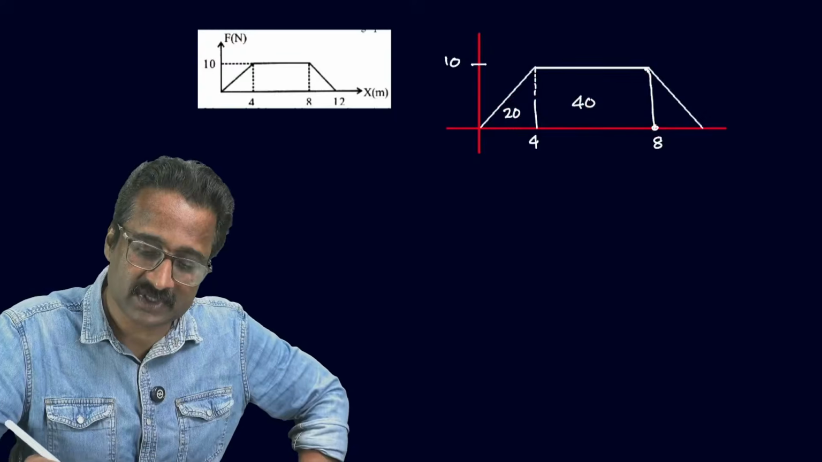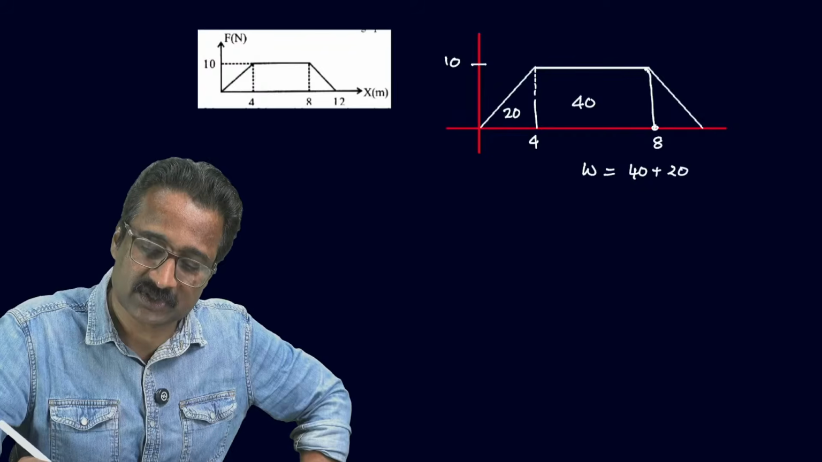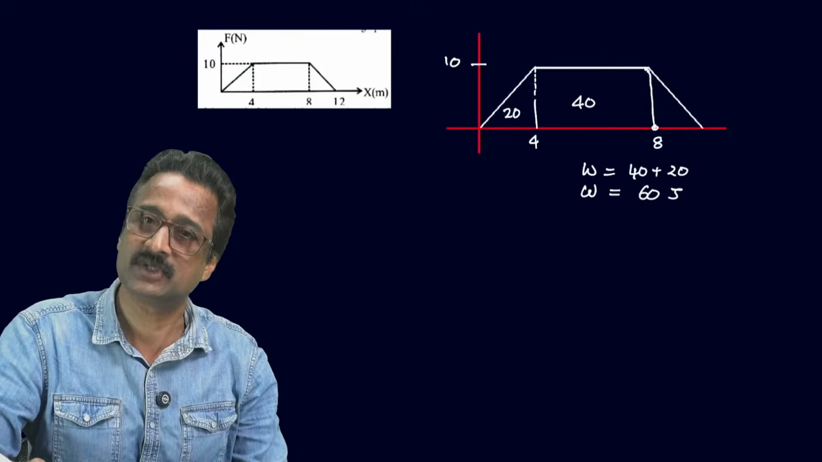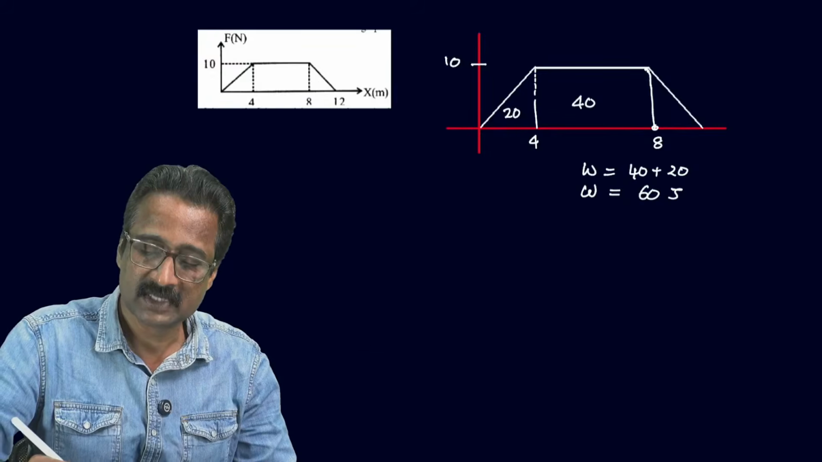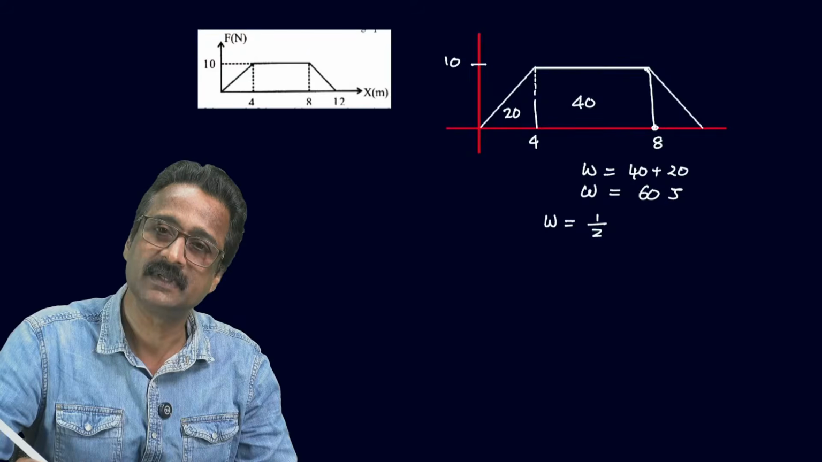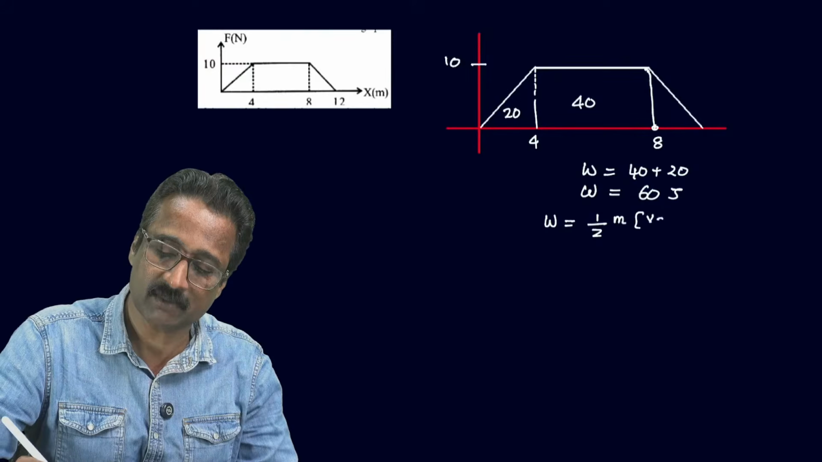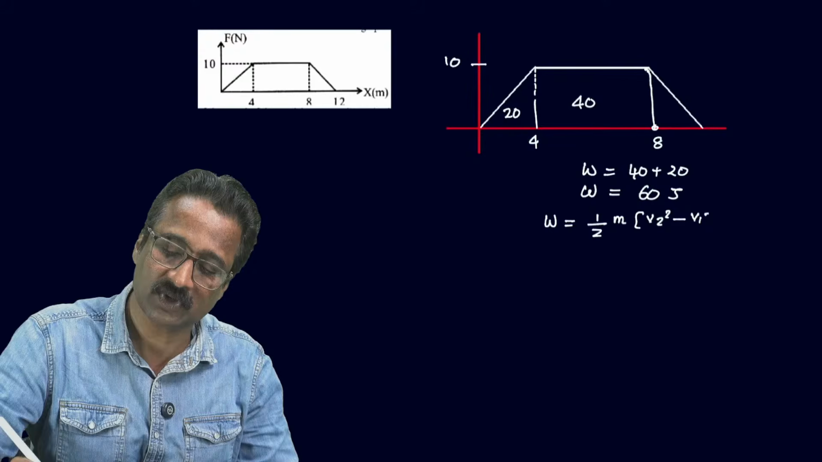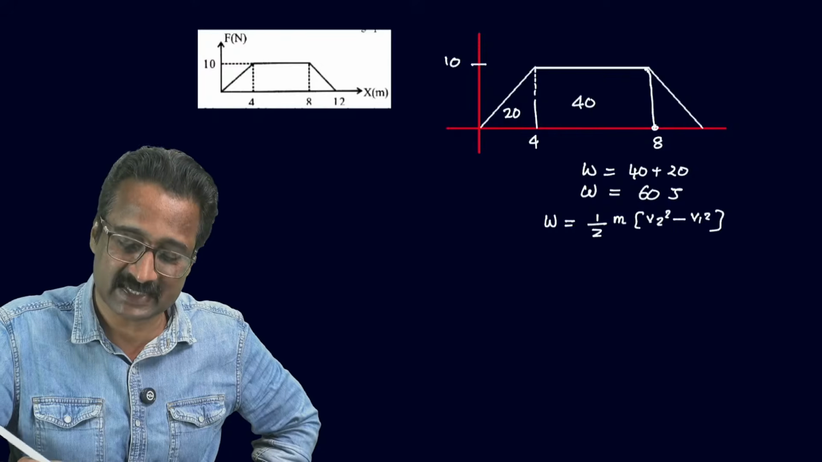Say total work done by the force is given to be 40 plus 20, which is equal to 60 joules. So the work done by the force acting on the body is 60 joule. Now reminding you that according to work energy principle, the work done on a body is equal to change in kinetic energy. So it is half mv2 squared minus half mv1 squared. Or I can say W equal to half m into v2 squared minus v1 squared, because the work done by force on a body is equal to change in kinetic energy.